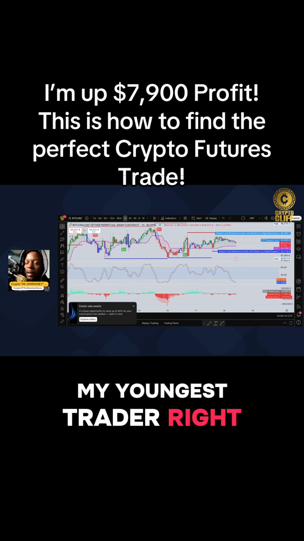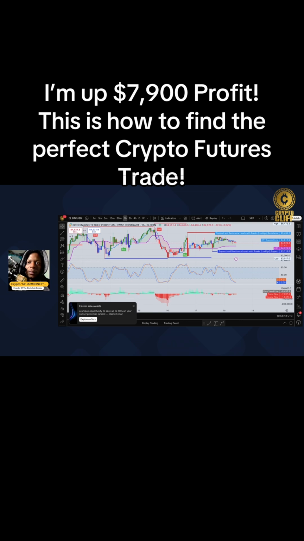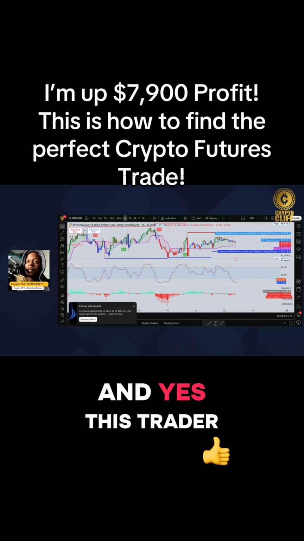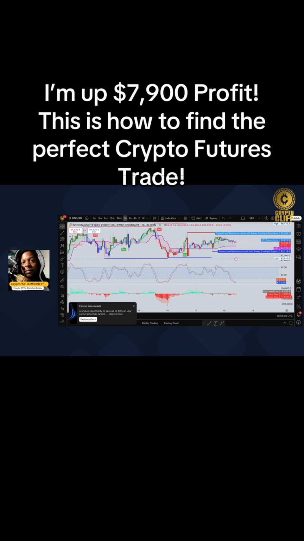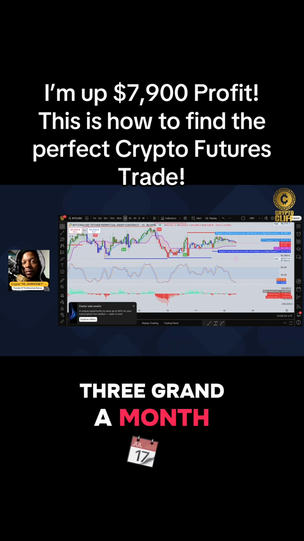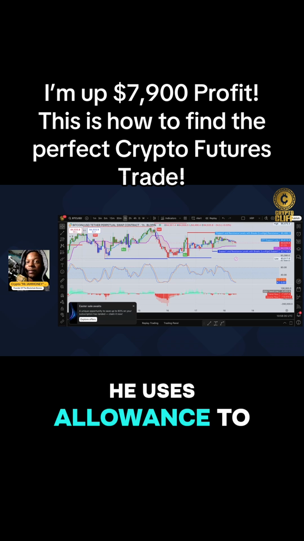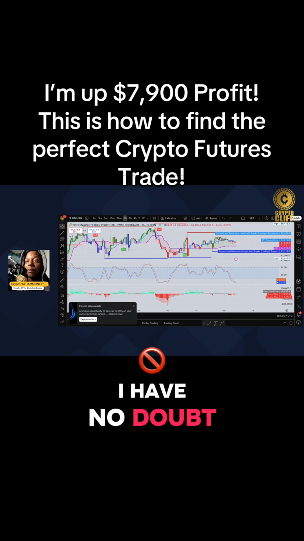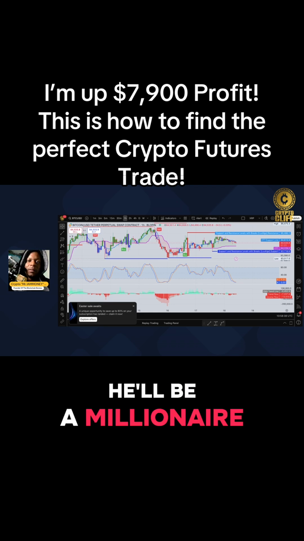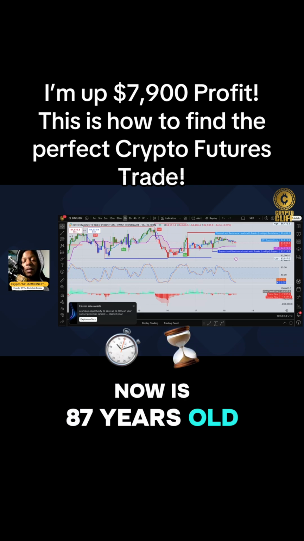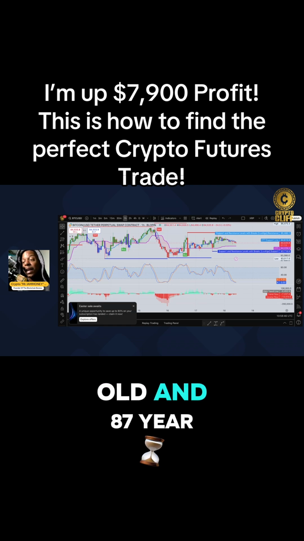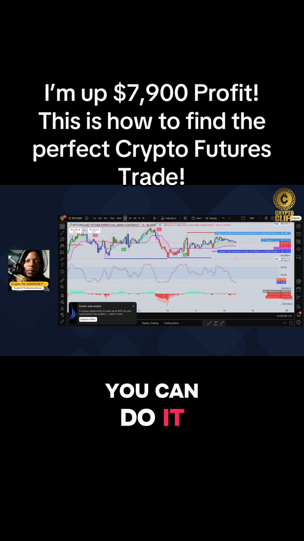My youngest trader right now is 11 years old. And yes, this trader makes over 3 grand a month. He's 11. He uses his allowance to flip in the markets. I have no doubt by the time he's 16, he'll be a millionaire. My oldest trader right now is 87 years old. If an 11-year-old and an 87-year-old can do this, you can do it.